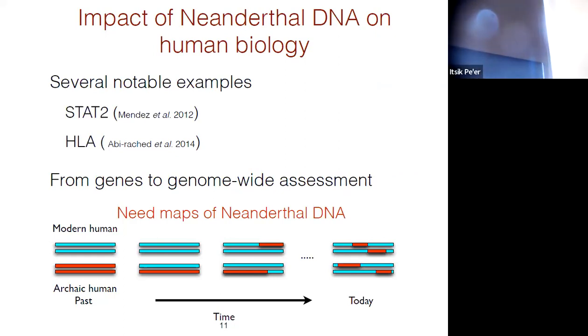To get at this, we need to build maps of Neanderthal DNA. In other words, we want to be able to locate regions of an individual's genome which trace their ancestry to Neanderthal introgression.